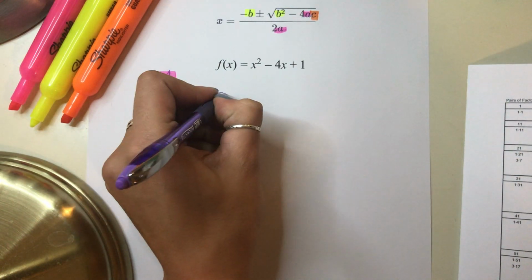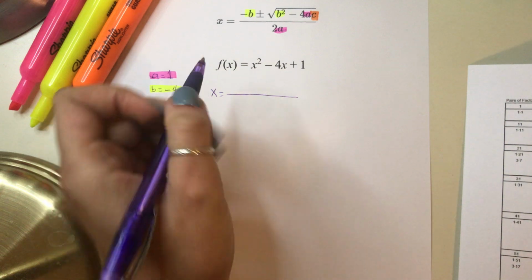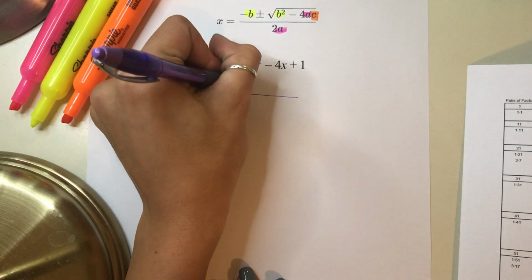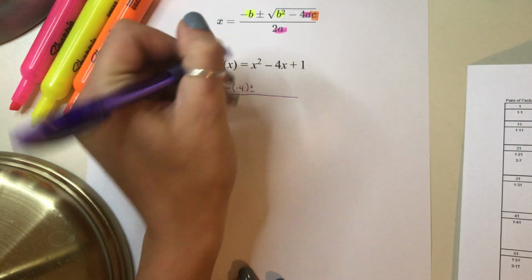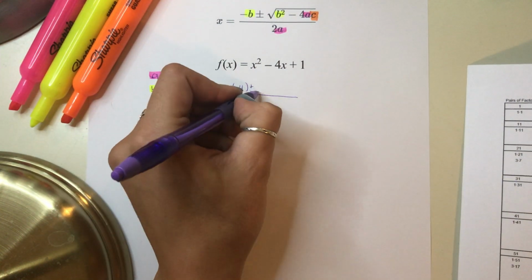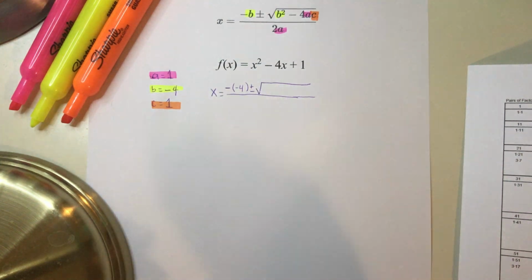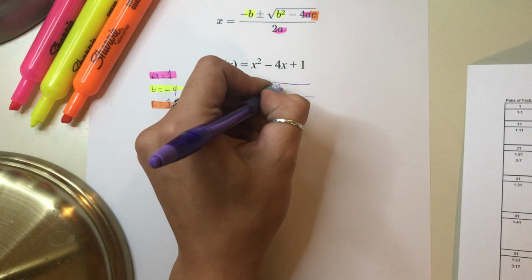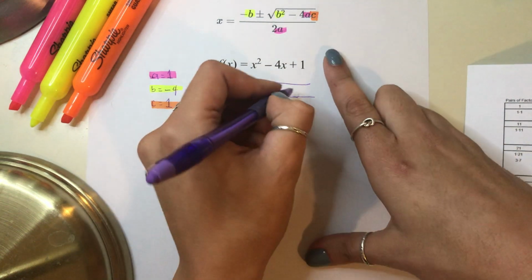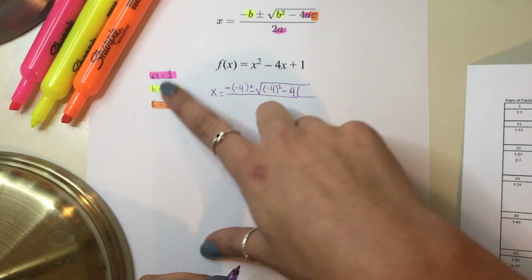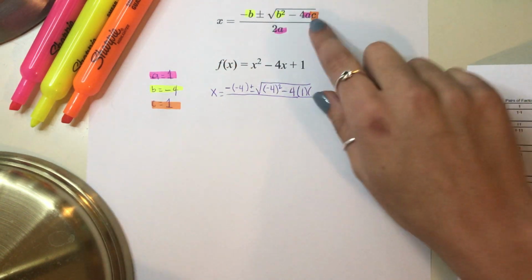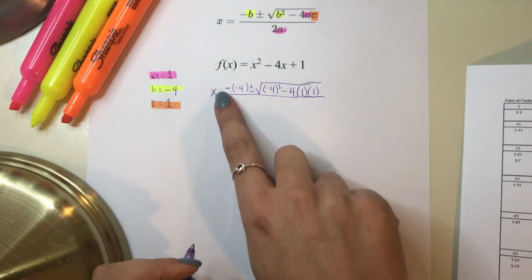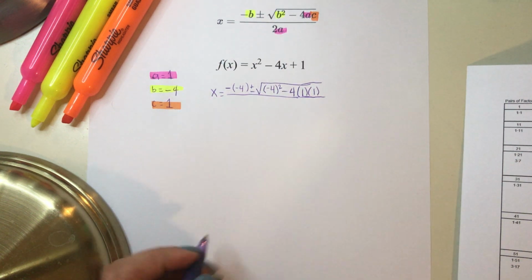So x equals, and remember that there's always a negative out front, so a negative, and then b right here is -4, so I'm going to put that in a parenthesis, plus or minus the square root of b squared, so I'm going to pick up b from here, minus, and this is always -4, a, which is 1, c, which is also 1, over 2a. So a is 1, so I'm going to write 2.